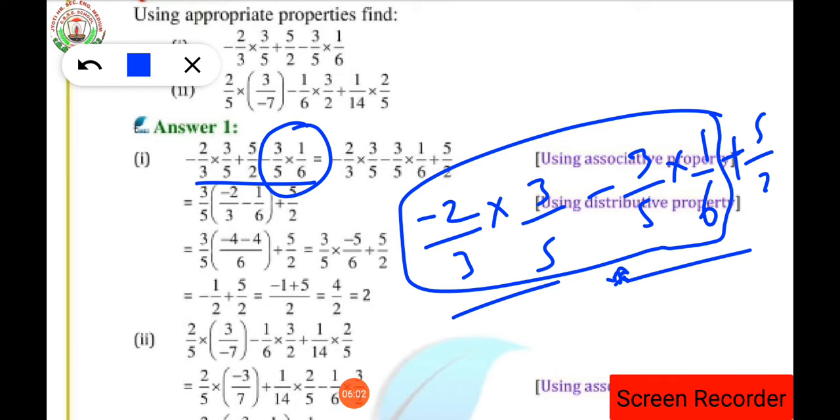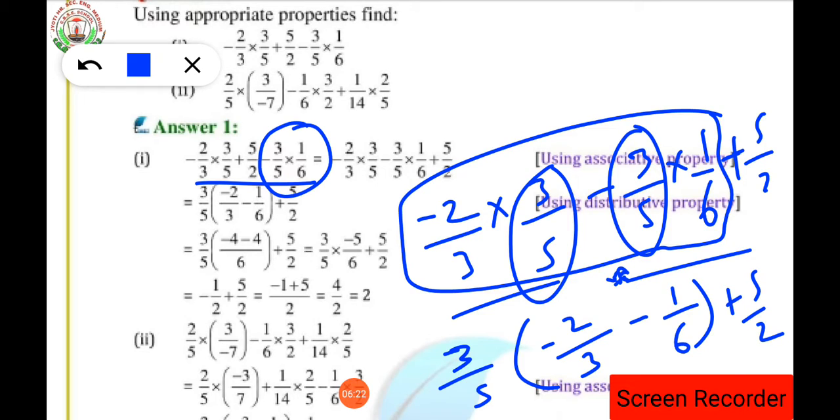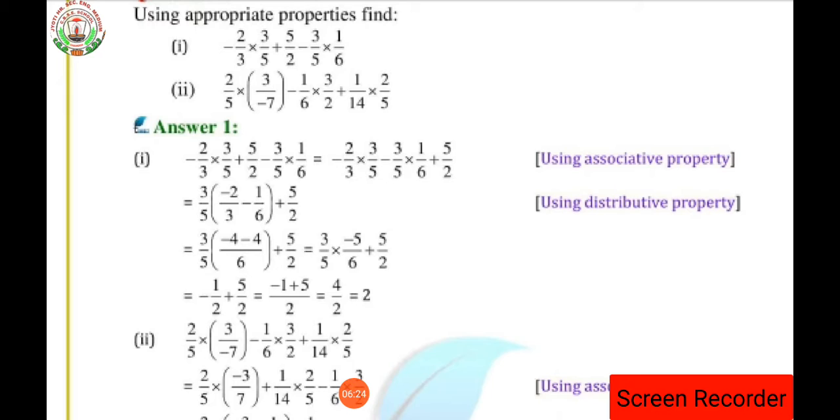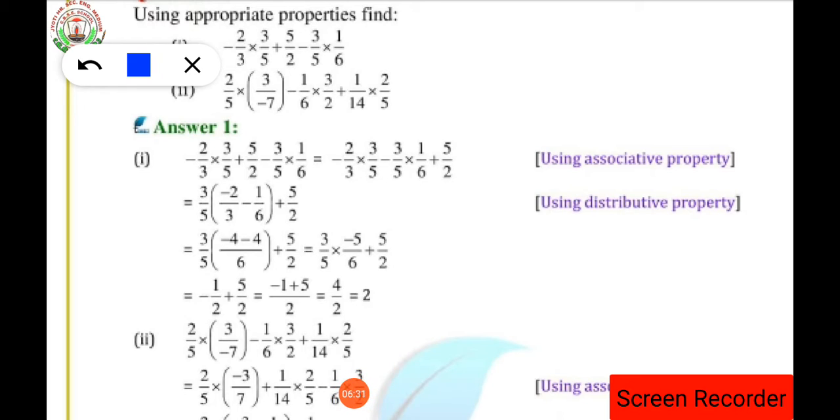These two are in the form of a pair, and in that 3 by 5 is common, isn't it? Because it is the same, we can take it as a common. So taking that number as a common, what is left? That is minus 2 by 3 minus 1 by 6 plus 5 by 2. This is the number left out, isn't it? Then either you can take the LCM or do the cross multiplication. You will get the required answer over here.